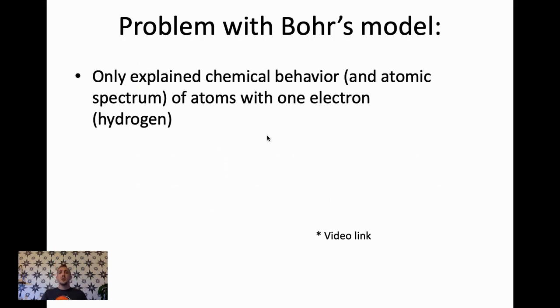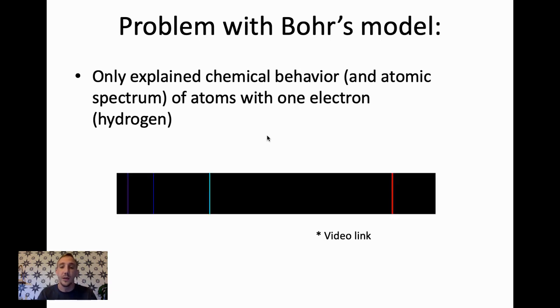Now, the problem with Bohr's model is it only explained the chemical behavior and the atomic spectrum of a hydrogen atom. Reason being is because there's only one proton and one electron. So it was very easy to explain what that one electron was doing.